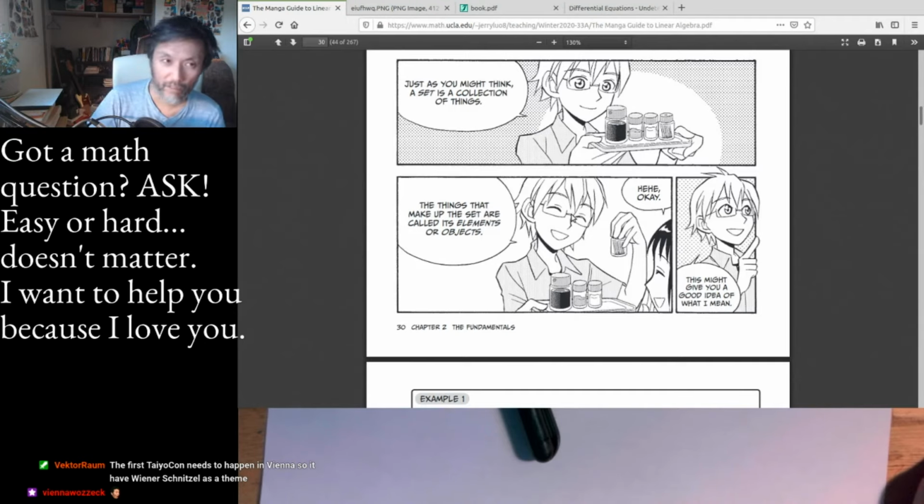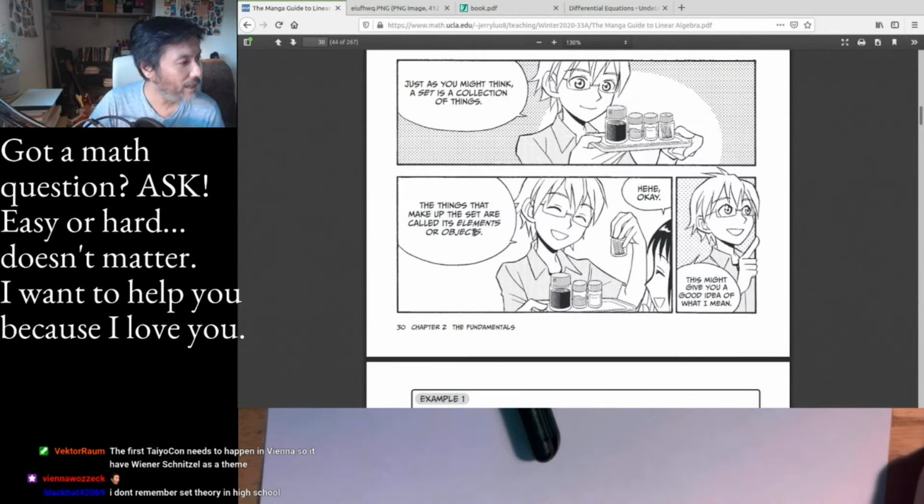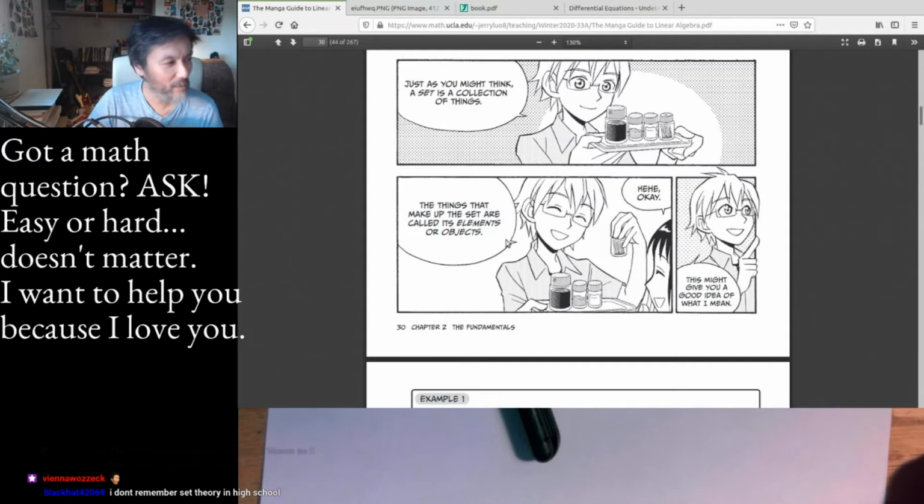Oh, really? Have they consulted NCAT about this? The things that make up the set are called its elements or objects. Hee hee, okay. Why is this funny? Wait, why is this funny? Is it because he's making this dumb face? Is that what she's laughing at? This is not going well for him.